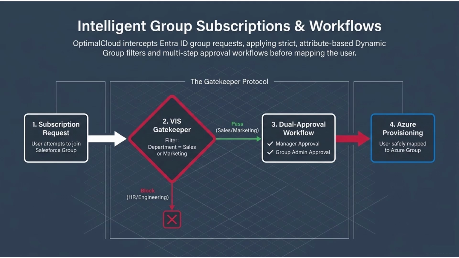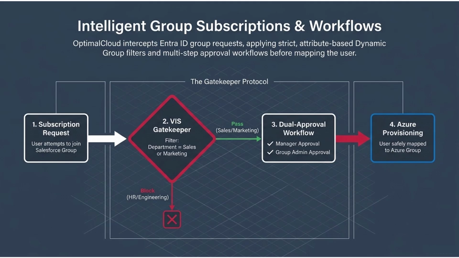Okay. In this example, the filter rule is department must equal sales or marketing. So if the user's department attribute is HR or engineering, the VIS gatekeeper instantly blocks them. The request is denied at the door. The bouncer says, you're in HR, you have no business in the Salesforce room, goodbye. Exactly. It never even touches the Azure provisioning side. But if the user is in sales or marketing, they pass the filter. But the bouncer doesn't just open the door, right?